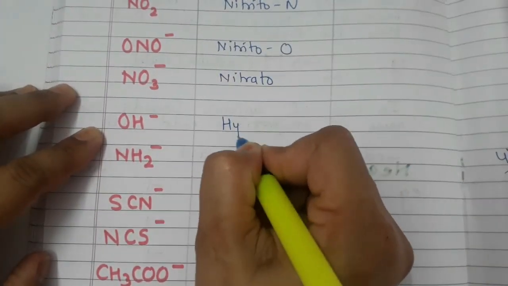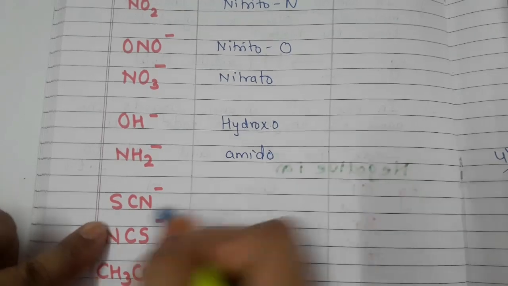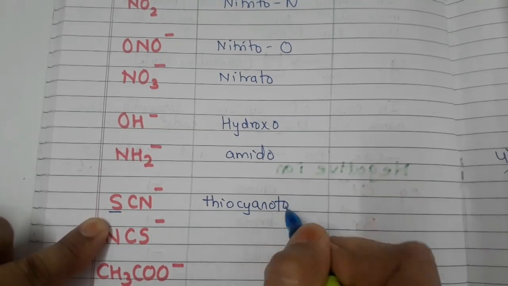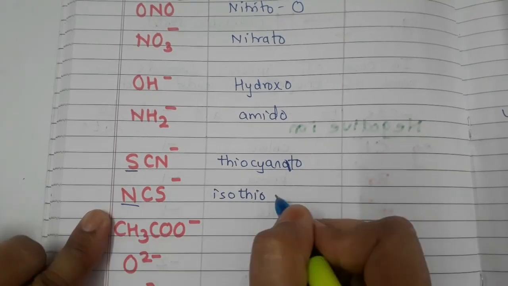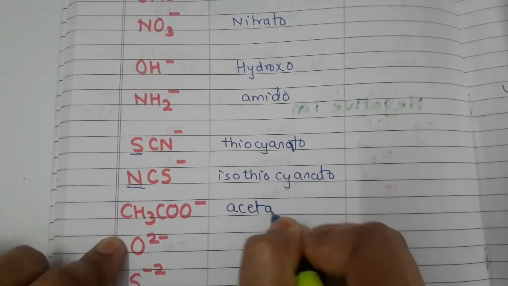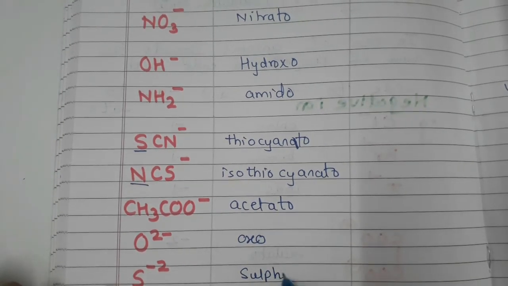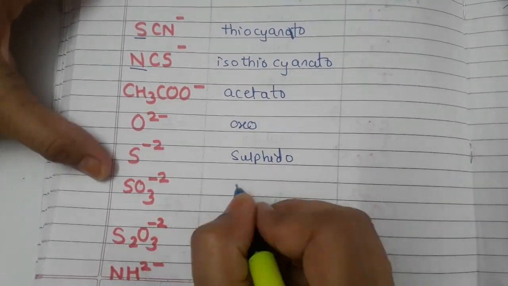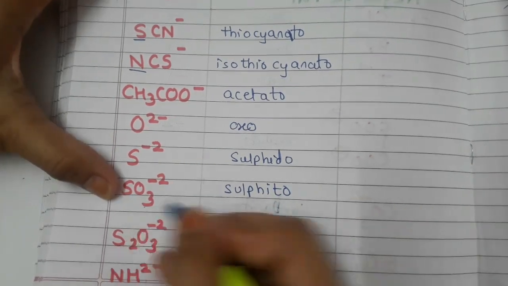This is hydroxo. This is amido. This is thiocyanato. This is isothiocyanato. This one is acetate ion, acetato. This is oxide ion, oxo. This is sulfido. Here we have SO3 -2, that is sulfite, so sulfito.